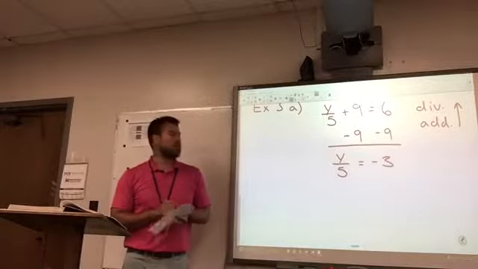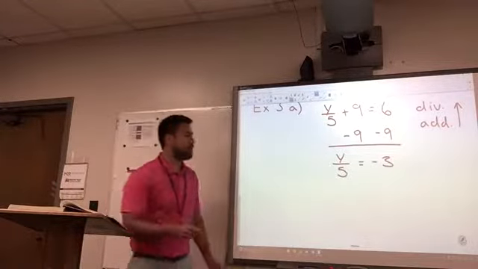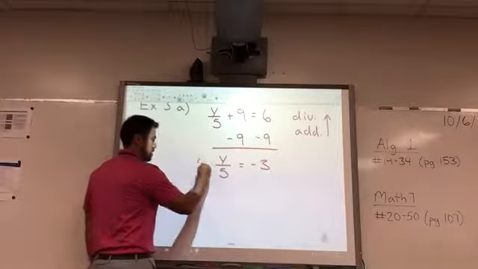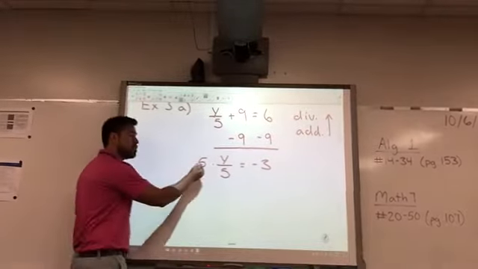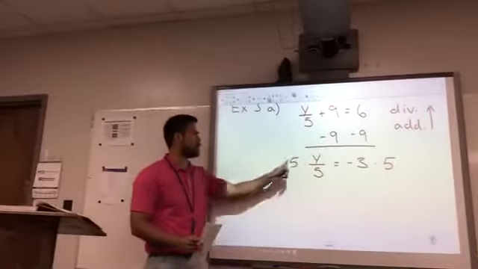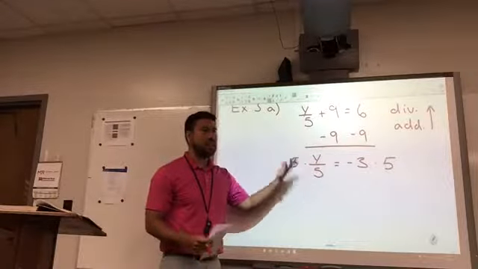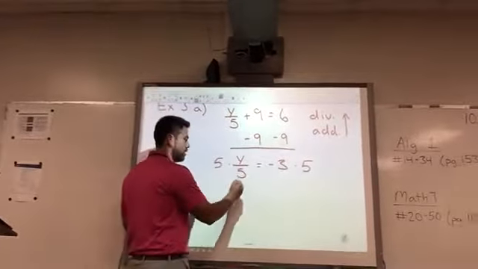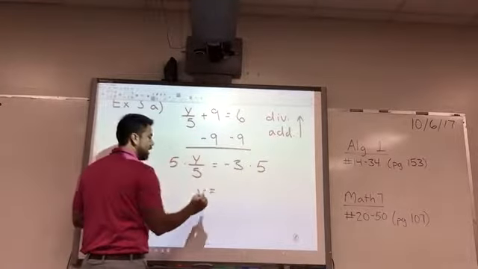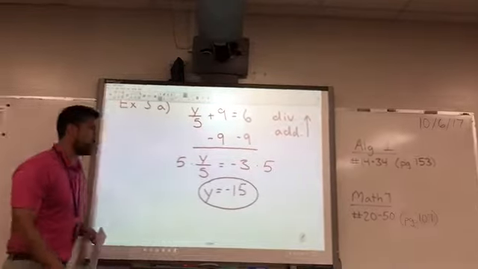All right, and then how do I undo the division? What do I have to do? Kendall? Multiply what by both sides? You're going to actually just multiply by 5. If you multiply by 5, what's going to happen with this 5 and that 5? Do you guys know what happens here? They cancel out. They become 1 over 1. And 1 times y is y. What's negative 3 times 5? Negative 15. y equals negative 15.